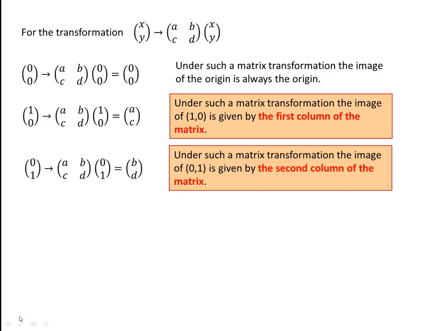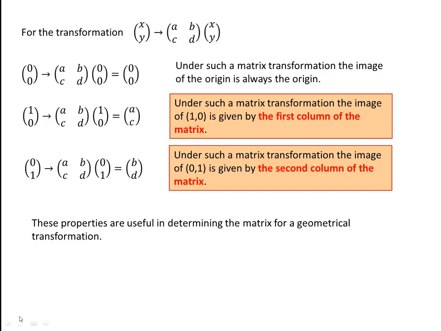Now these two properties are very useful in helping us to determine quickly the matrix for a geometrical transformation, because all we need to do is think about what happens to the point 1, 0, and that gives me the first column of the matrix, and then think about what happens to the point 0, 1, and that gives me the second column of the matrix.